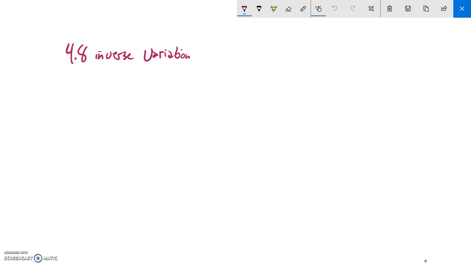So this is 4.8, inverse variation. And last time we talked about direct variation. This is inverse variation. And I think I want to get through this by thinking about time and speed, yeah, for a fixed distance. So time and speed. And by speed, I'll call it rate. So time and rate and distance.